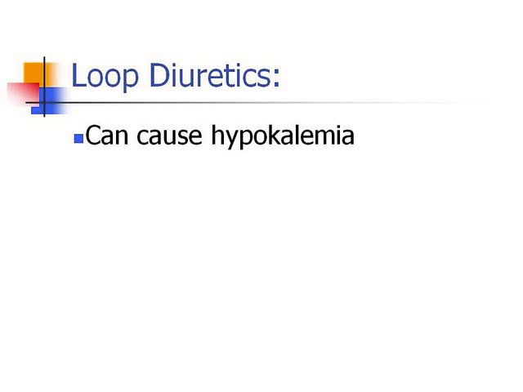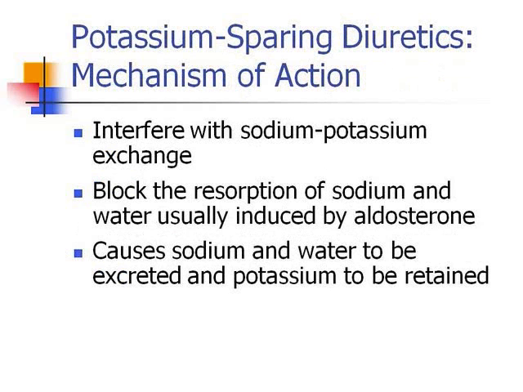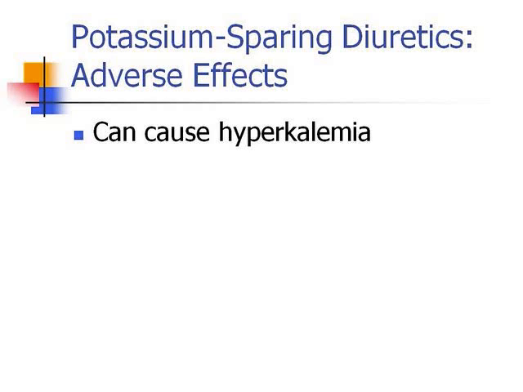Remember, these drugs can cause hypokalemia. Potassium-sparing diuretics, however, don't. And the one in this category we're looking at is spironolactone, also called aldactone. It interferes with the sodium-potassium exchange, blocks the resorption of sodium and water, and causes sodium and water to be excreted, but the potassium stays in the body. So for this one, we could potentially end up with hyperkalemia. The sodium stays, the fluid goes, so you've got a relative increase. There's a concentration of the potassium that is there.